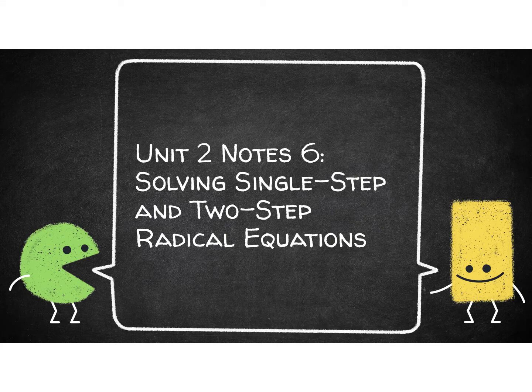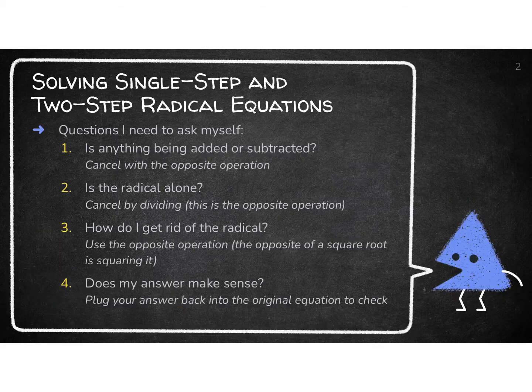We're going to look at Unit 2, Note 6. We're going to solve single-step and two-step radical equations. Radical equations are just things we've been looking at, equations that have this symbol in it. So we're going to solve for a variable, just like the steps that we've been doing, but we have a couple extra ones that we need to know because we'll have radicals this time.